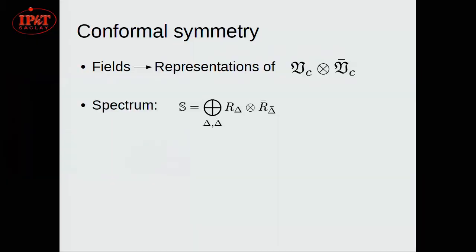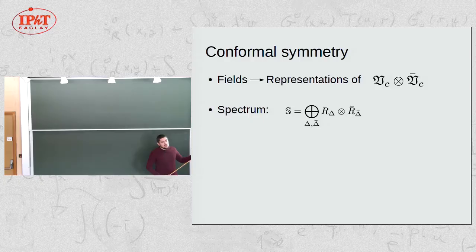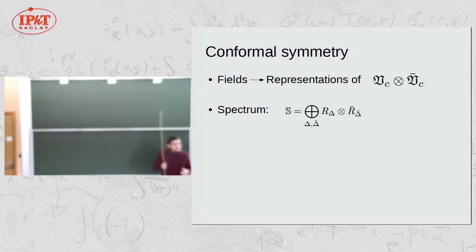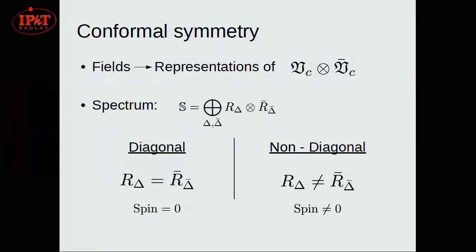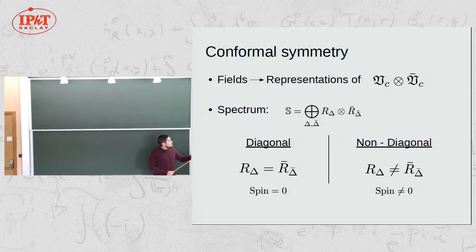So the spectrum of the theory will be the set of all the representations corresponding to the fields of the theory, and in particular we can distinguish from the spectrum 2 types of theories. First of all, we have what we call diagonal theories, which are those in which the representations appearing in both the left moving and right moving sector are always the same, and thus this produces only fields with 0 spin, because both conformal weights will be the same.